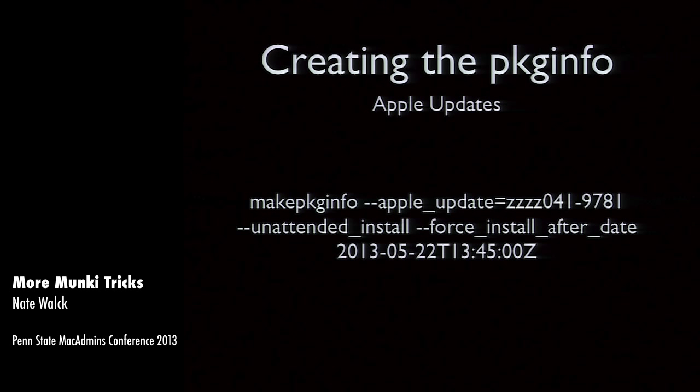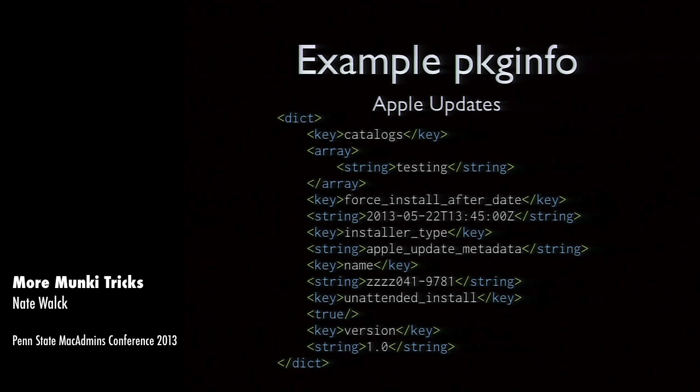So what does this look like? If you want to make an Apple update pkginfo, you would just feed it this information. You feed makepkginfo the Apple update ID. This one is iTunes 11.03, I believe it is. And we want it to be an unattended install. We want it to force install after date, and that's today, like 1:45. So it would forcibly install at that time if it was an actual machine.